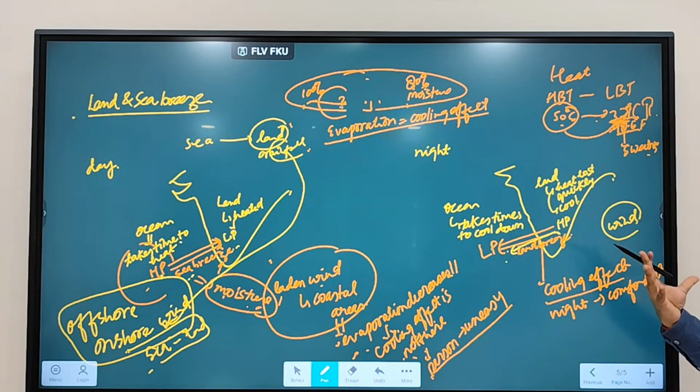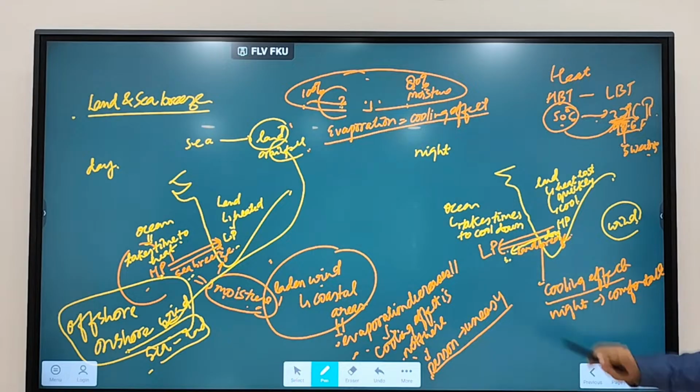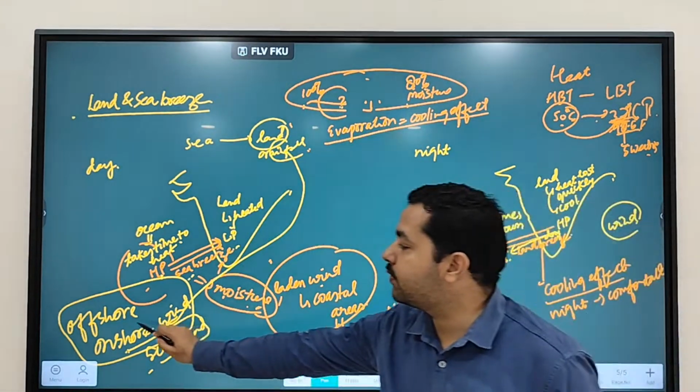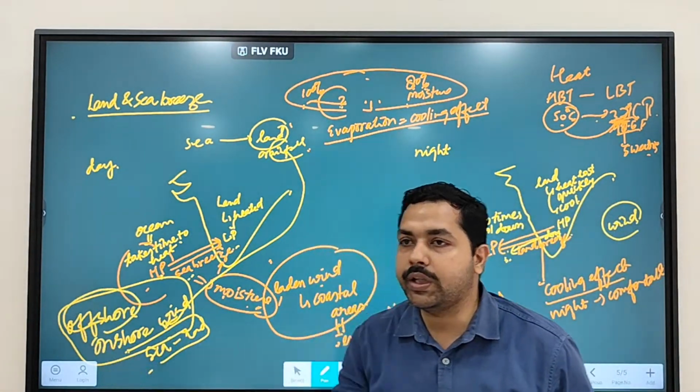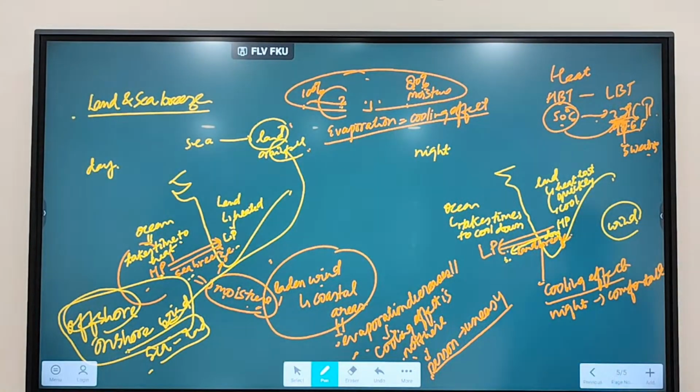On land, evaporation is not going to be much. Such winds are dry winds, so they will not create rainfall. So these dry winds are referred to as which type of wind? Offshore wind. Wind moving from land towards sea, which is drier in nature, is called an offshore wind. Clear? So onshore wind will create rainfall, offshore wind will not create rainfall. Fine.